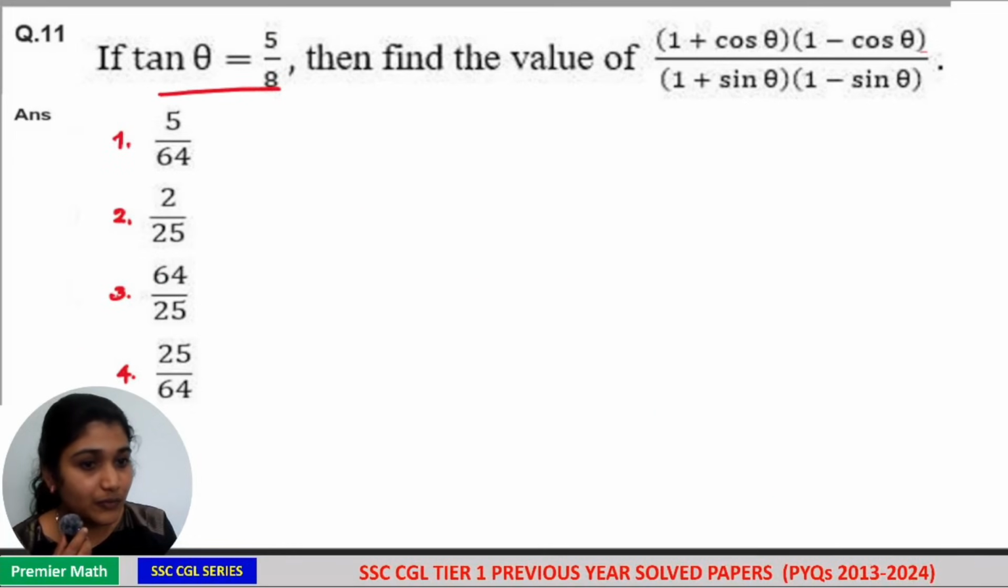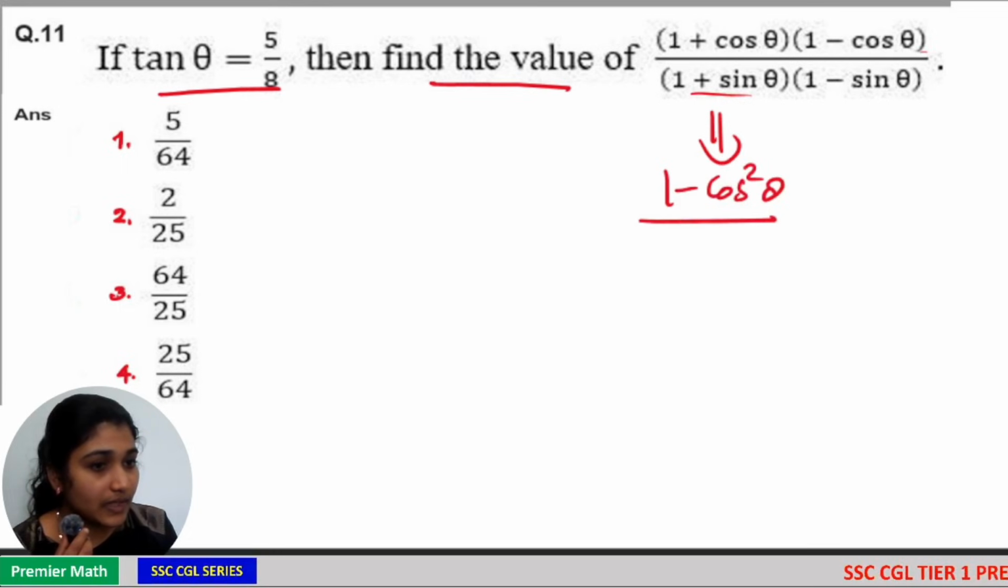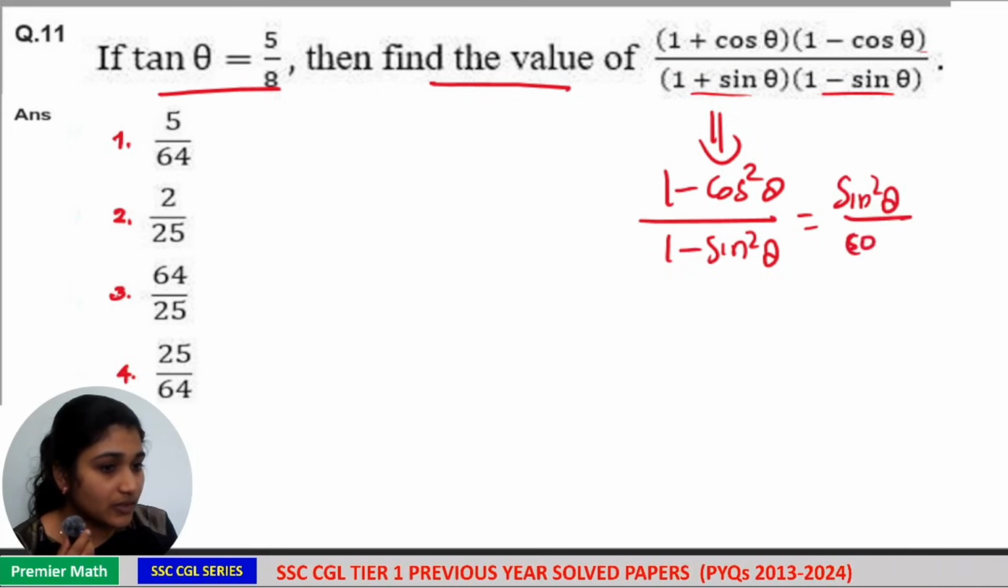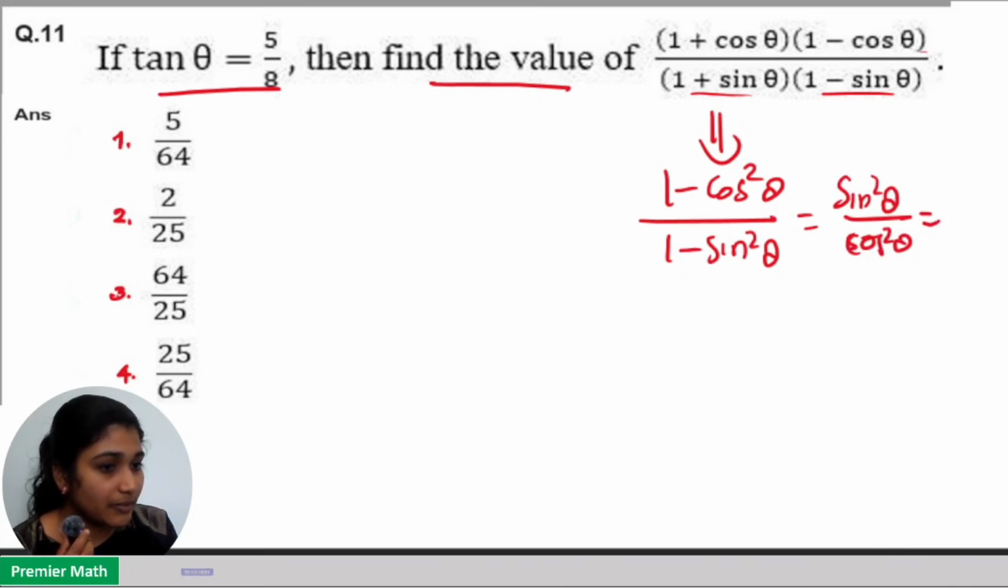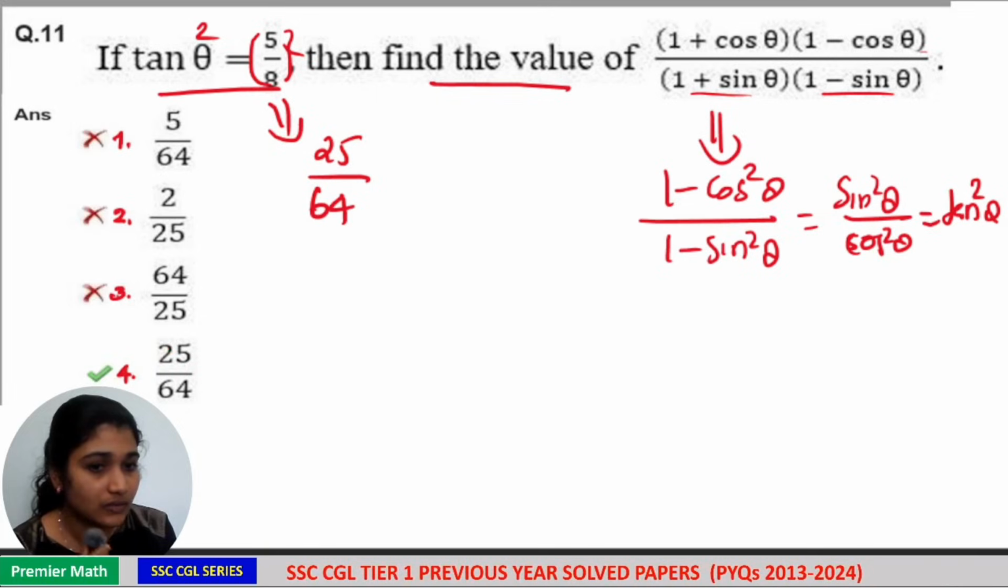If tan theta equal to 5 by 8, then find the value of following. Here 1 plus cos theta into 1 minus cos theta is equal to 1 minus cos square theta, and 1 plus sin theta into 1 minus sin theta is 1 minus sin square theta. 1 minus cos square theta is sin square theta and 1 minus sin square theta is equal to cos square theta. Sin theta by cos theta is equal to tan theta, means this is tan square theta. So tan square theta means 5 by 8 the whole square, which is equal to 25 divided by 64. Option 4 is your answer.